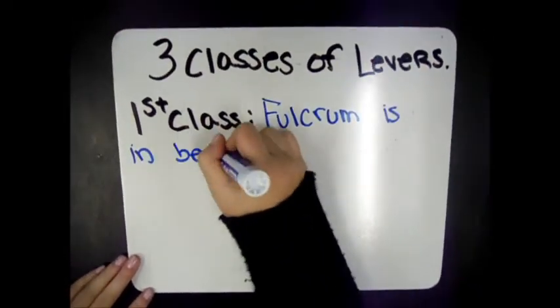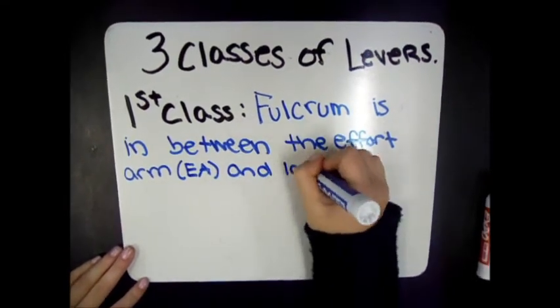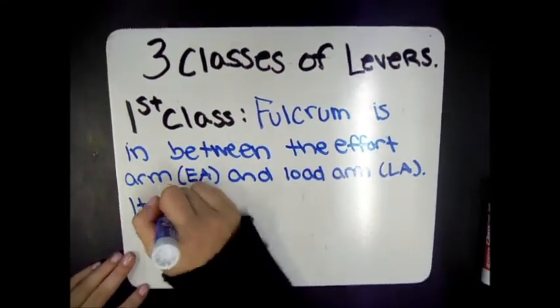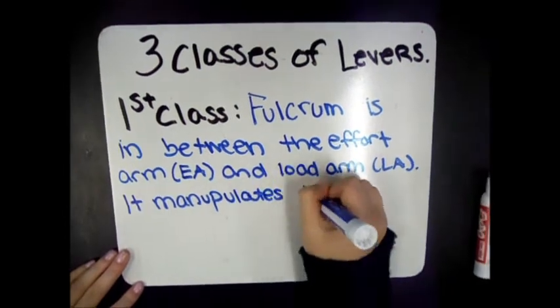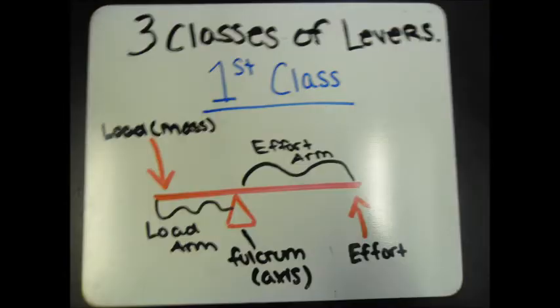Three classes of levers. First class is when the fulcrum is between the effort arm and the load arm. The resistant force is on opposite sides of the fulcrum. It is one of the more rare levers located in the body.